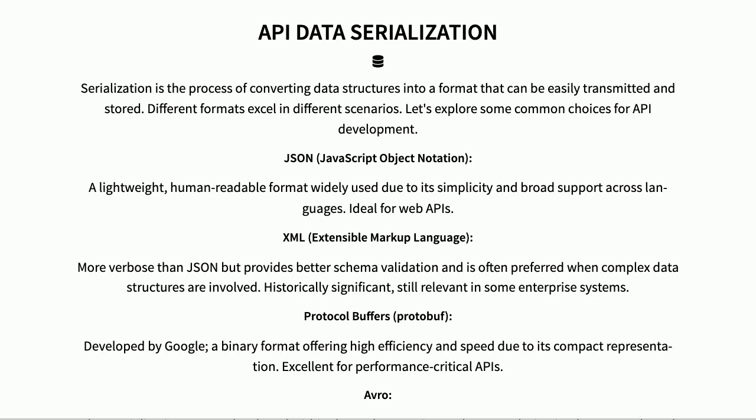JSON is super common because it's easy to read and works almost everywhere. XML used to be the standard, but it can be a bit bulky. Protocol buffers are really fast and efficient, especially when you need speed, and Avro is great if your data structure changes often. It's important to pick the right format based on what you're building. There isn't always one best choice.